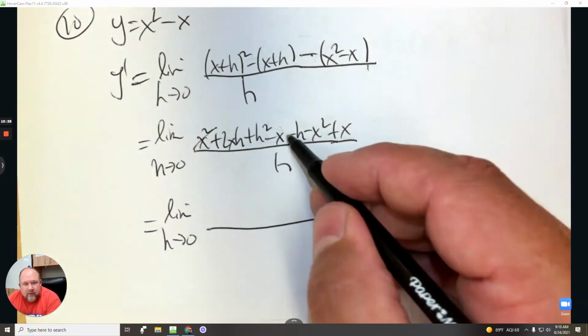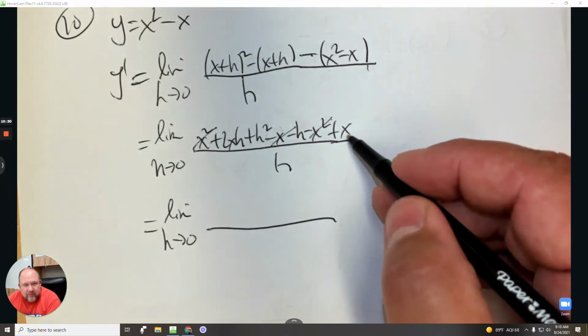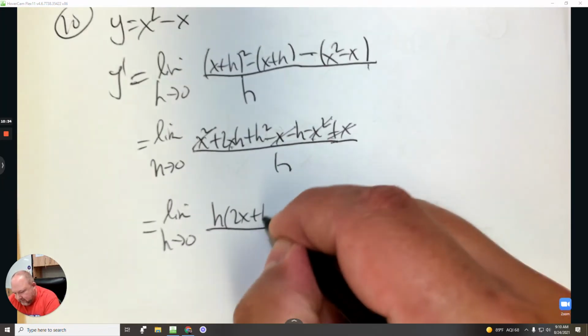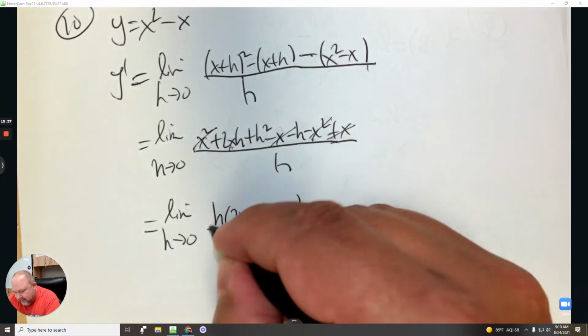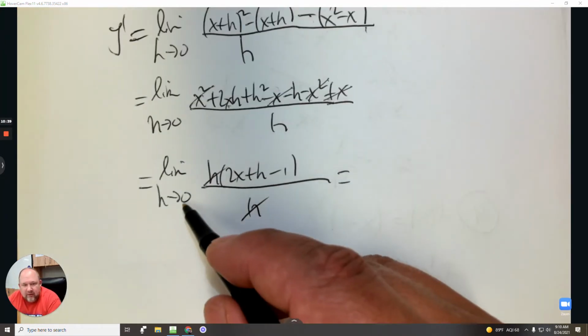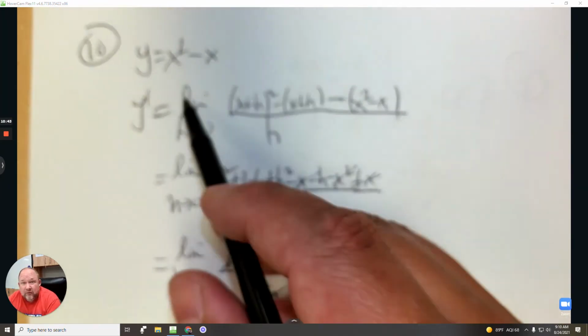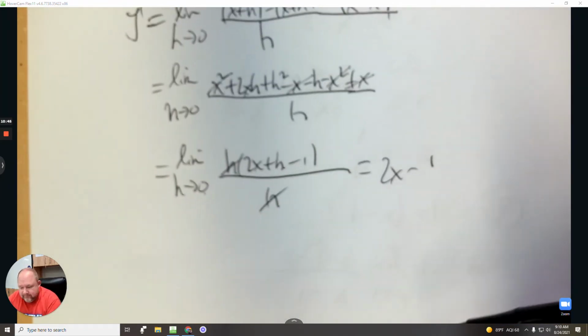So we have x squared minus x squared, negative x plus x. Then factor out an h, and you have 2x plus h minus 1. Divide out the h. When you plug in 0 for h, all you're left with is 2x minus 1. And if you know the shortcut, it is 2x minus 1.